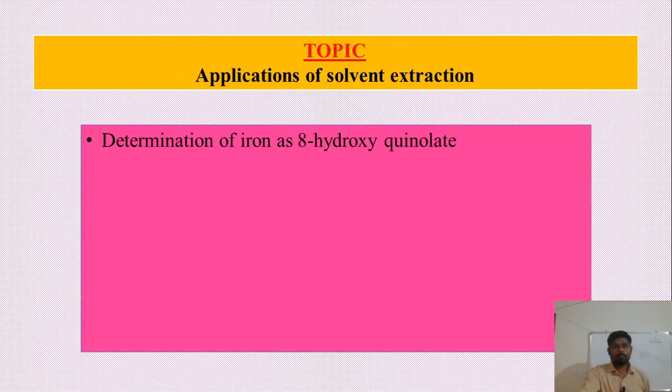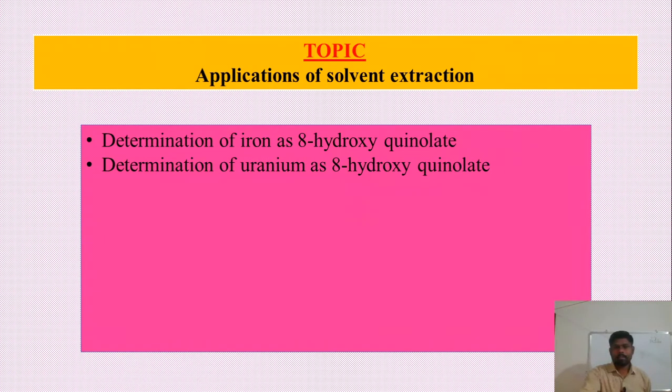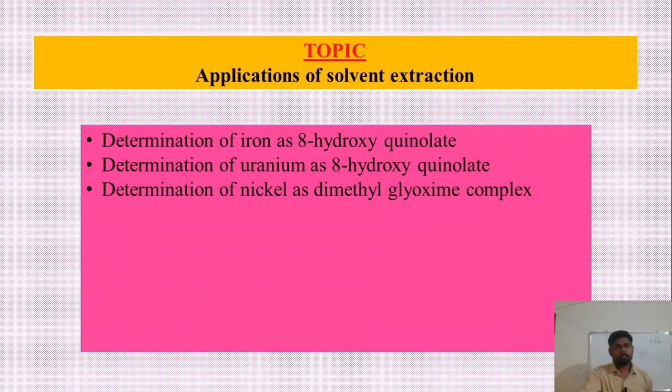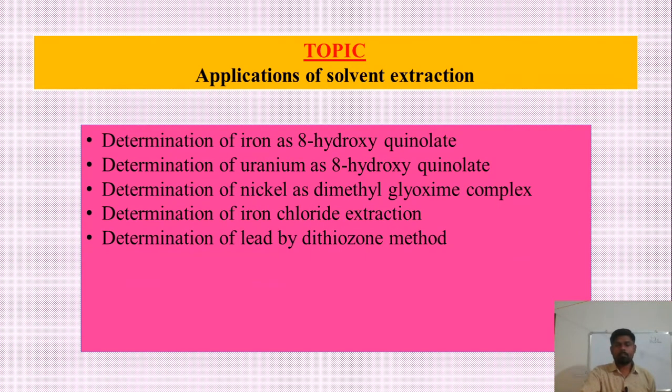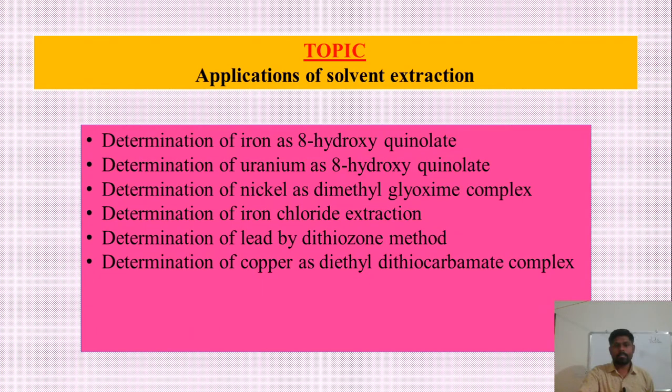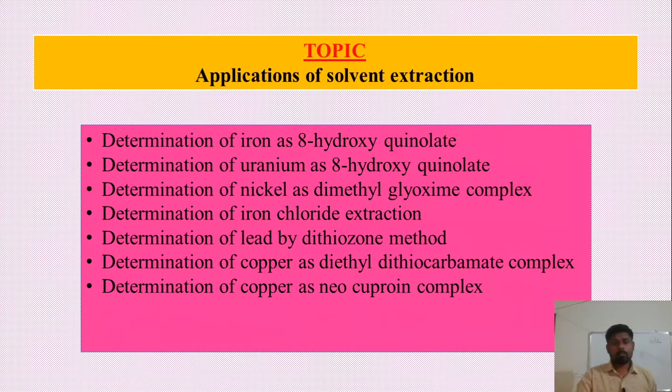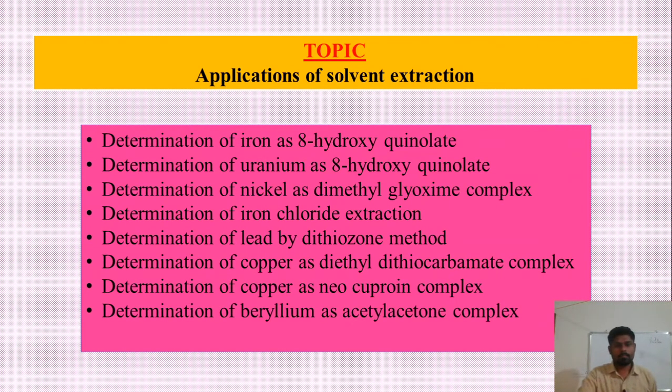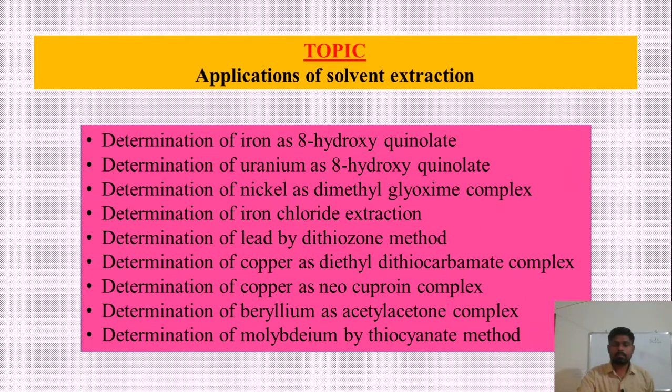Number 1, determination of iron as 8-hydroxyquinolate, determination of uranium as 8-hydroxyquinolate, determination of nickel as DMG, dimethyl glyoxime complex, determination of iron by chloride extraction, determination of lead by dithizone method, determination of copper as diethyl dithiocarbamate complex, determination of copper as neocuproine complex, determination of beryllium as acetyl acetone complex, and the last one, that is the determination of molybdenum by thiocyanate method.